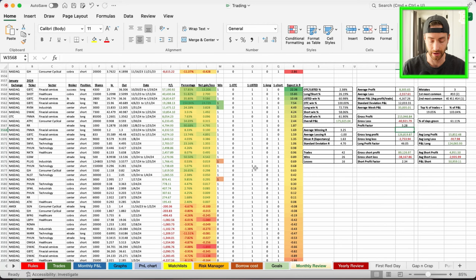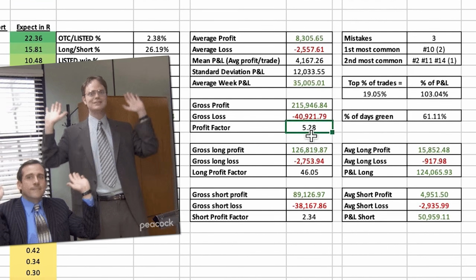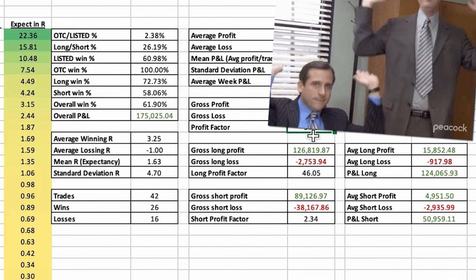So in January of last month, I had a profit factor of 5.28. Incredibly good, guys. It is not normal to have a 5 profit factor. In fact, if you have a 2 profit factor or more, you actually are keeping more than half your gains. Again, it's simple math, right?